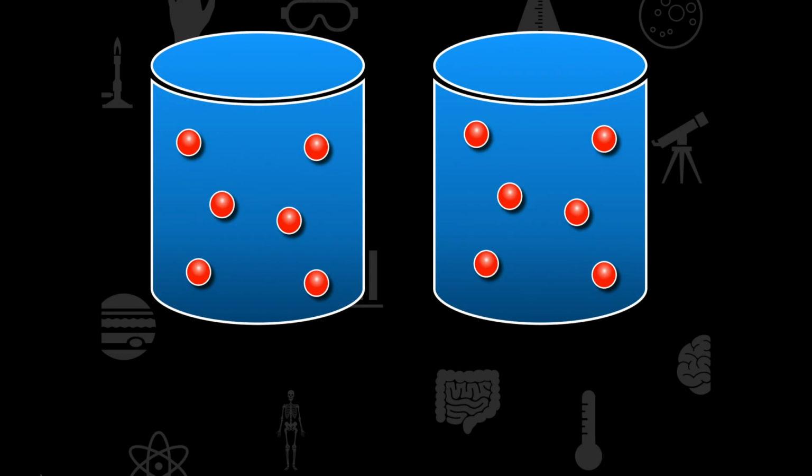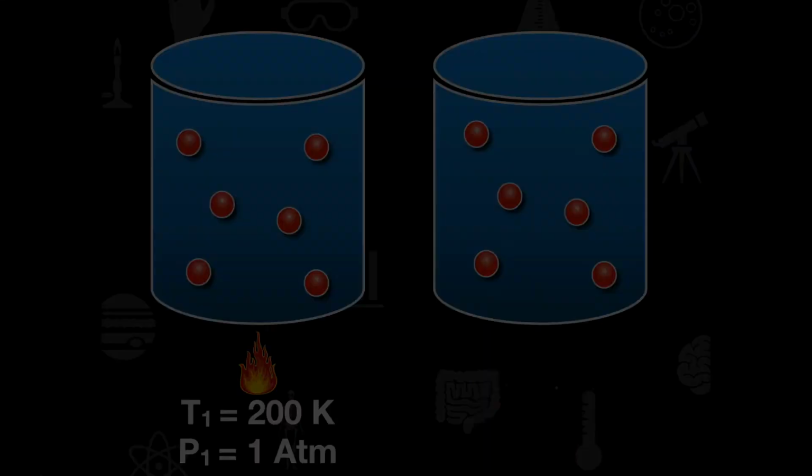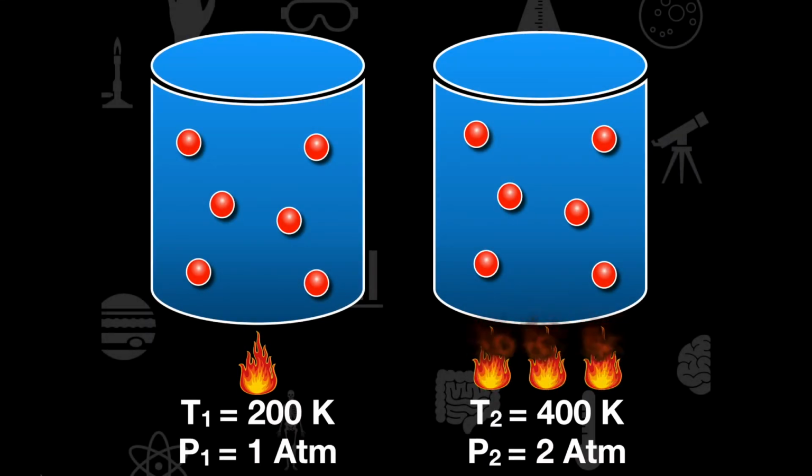So let's say we have these two containers here with the same particles of gas, same number, same weight. If I heat this first container up to 200 degrees Kelvin, it's going to maintain a pressure of 1 atmosphere. And then if I heat up this second container to a temperature of 400 degrees Kelvin, it's going to reach a pressure of 2 atmospheres.